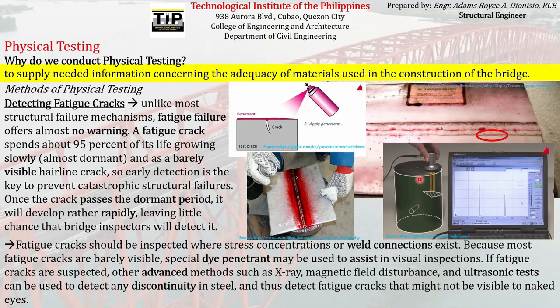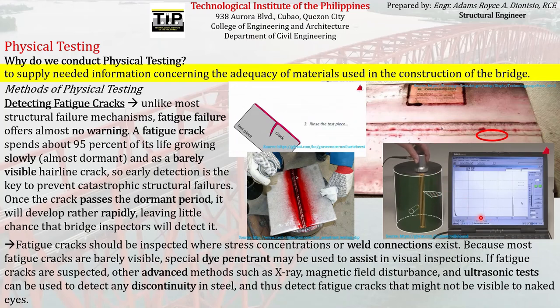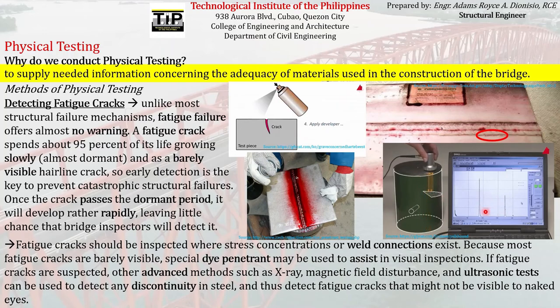So the waves will travel along the medium, along the steel component, and every time it passes a cavity, it will reflect a deviation on the connected monitor screen here. As you can see, as the ultrasonic waves travel along the steel, every time it passes this cavity, you can see a corresponding deviation on the graph of the sound wave being reflected on the computer monitor. In that way, we can detect that there is a discontinuity present inside the steel member.